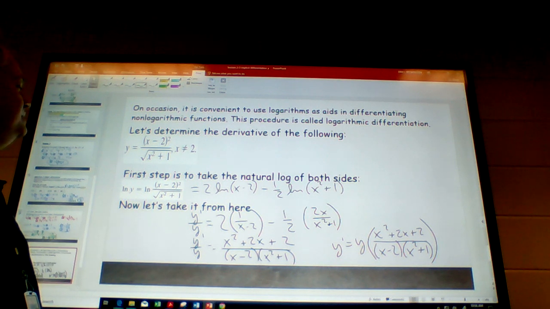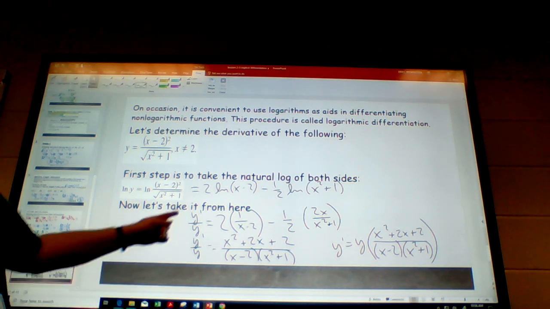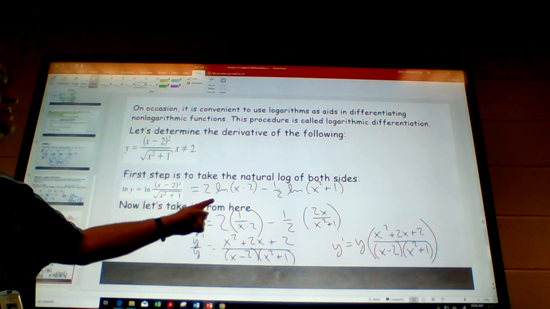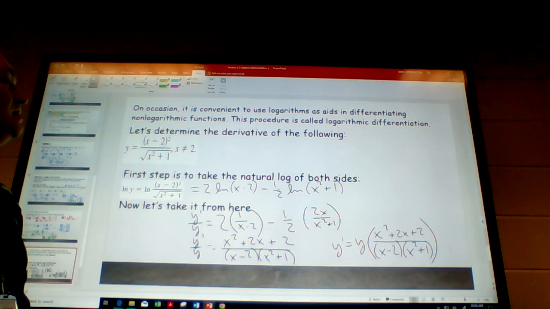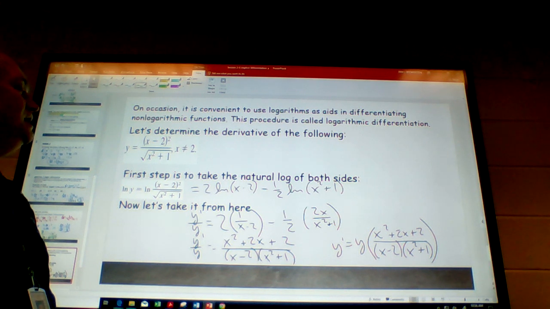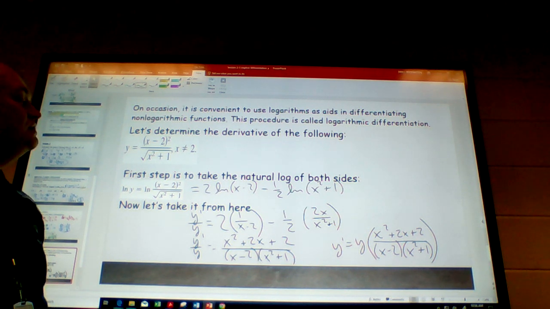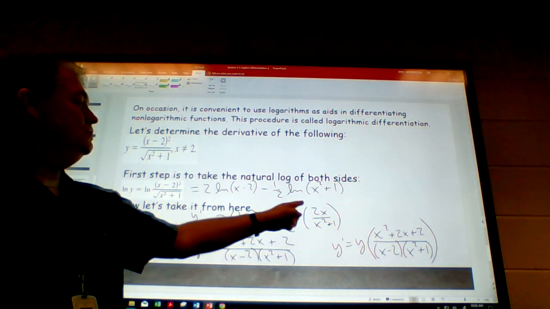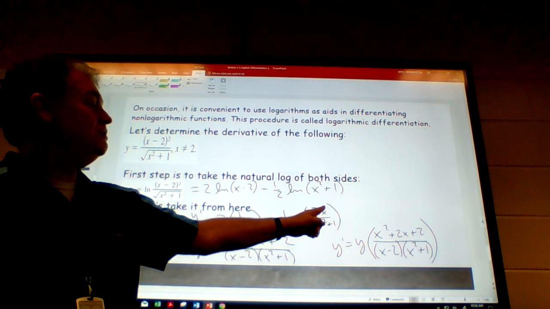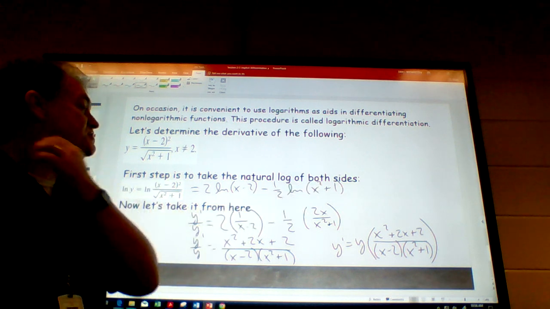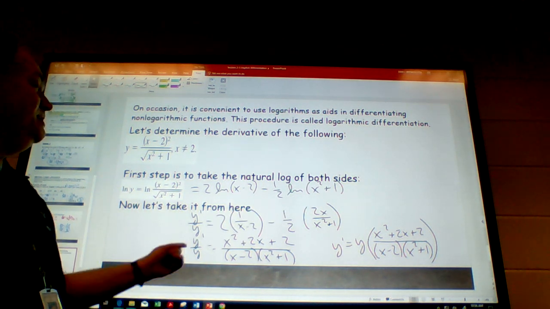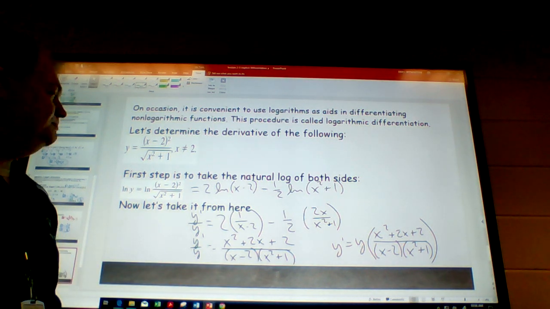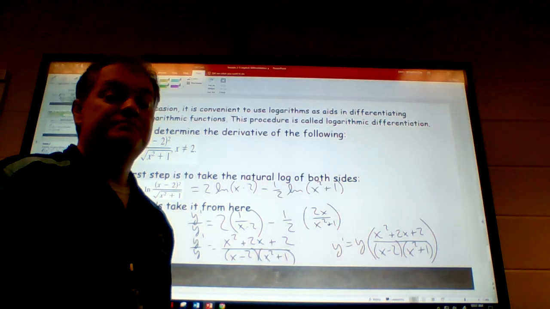Then when you take the derivative, the derivative of ln y is y prime over y, and then this is just going to be 2 times 1 over x minus 2, minus 1/2 times x squared plus 1 on the bottom. The derivative of that is 2x. And then from there, it's just algebra. The rest of this is just algebra. Okay, that's part 2.